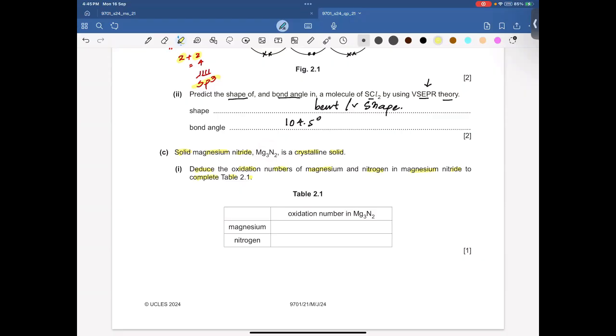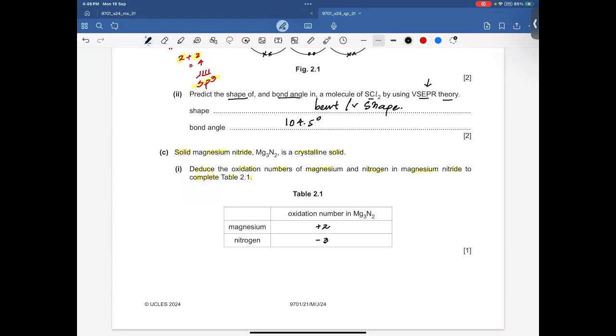Magnesium is found in group 2 of the periodic table, which means it has an oxidation number of +2. And nitrogen is found in group 15 of the periodic table, so it has a charge of -3. So its oxidation state is basically -3.